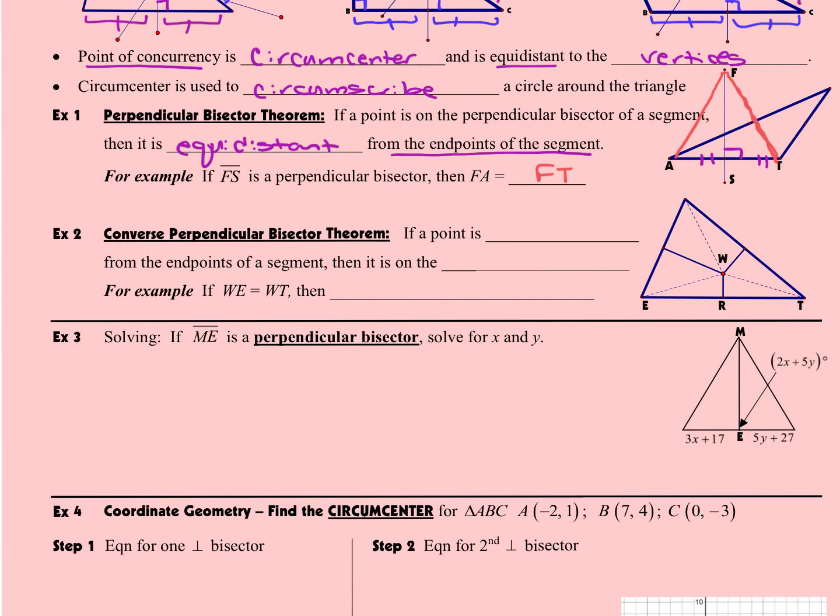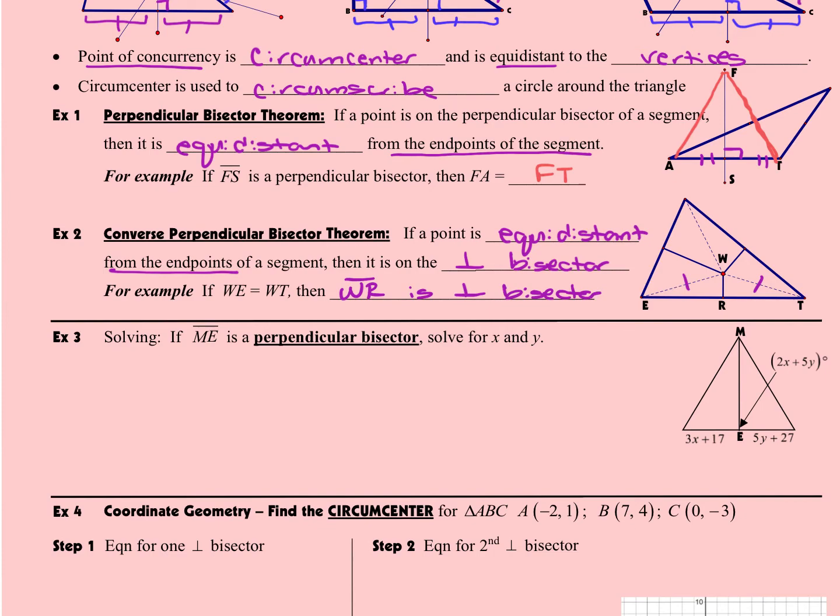Now, the converse is also going to be true for us. If a point is equidistant from the endpoints, then it is going to be on the perpendicular bisector. So, for example, in this figure right here, if this point W is equidistant, so WE is equal to WT, so we could mark that, if those two segments are congruent, then we would know that WR is a perpendicular bisector.